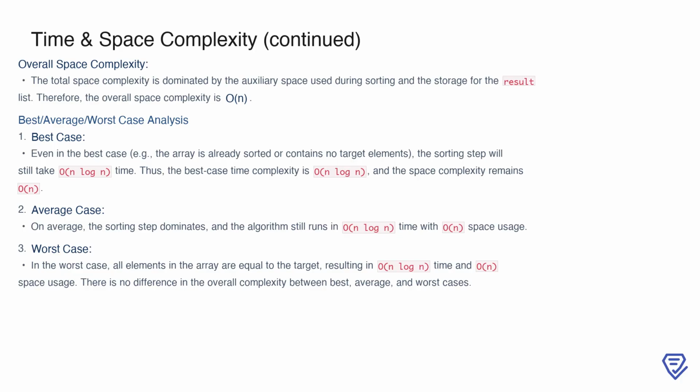In the average case, the sorting step again dominates, resulting in O(n log n) time and O(n) space. In the worst case, where all elements are equal to the target, the time complexity is still O(n log n) due to sorting, and the space complexity remains O(n). Thus, there is no variation in complexity between these cases.